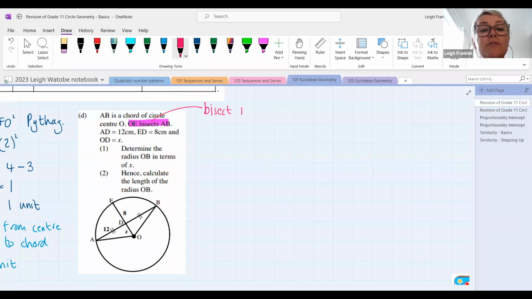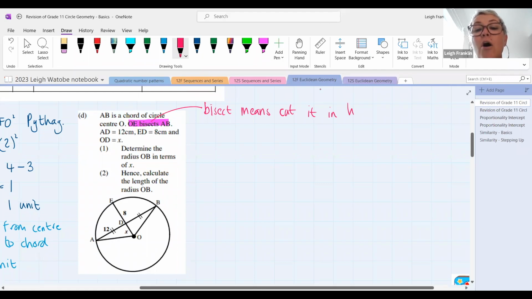The word bisect means? That's it. Okay, quite right, Charlotte, quite right. Samaswazi too. So to bisect something means to cut it in half.